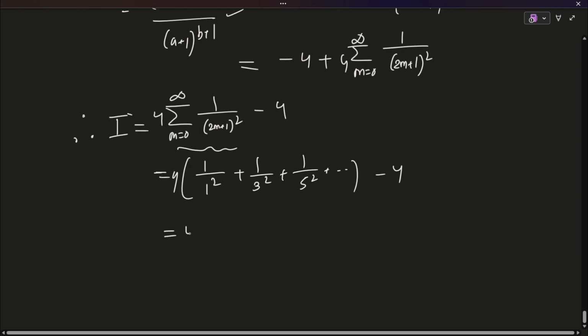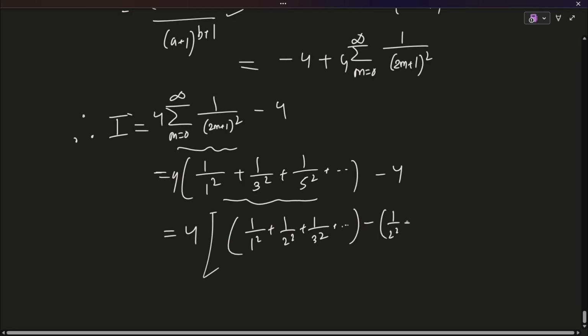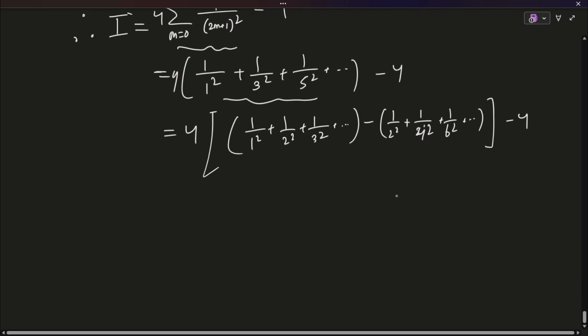Okay, now what we are going to do is we can write this entire thing. You can see the even integers are missing. So we can write 1 by 1 square, 1 by 2 square. We can add all the even integers and make this a sum of all the reciprocal squares of all the integers minus, well, obviously what you added: 1 by 4 square plus 1 by 6 square and so on. The reason I'm doing this is because this first sum is nothing but n equals 1 to infinity 1 by n square, correct? And the second sum is n equals 1 to infinity 1 by 2n whole square, minus 4.